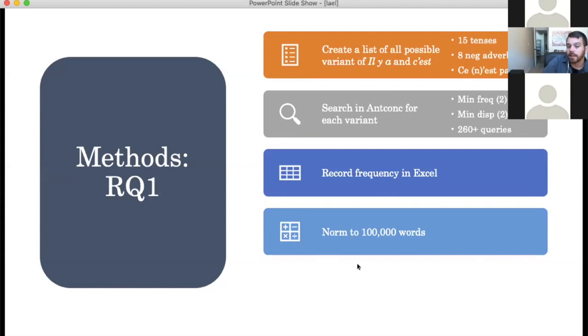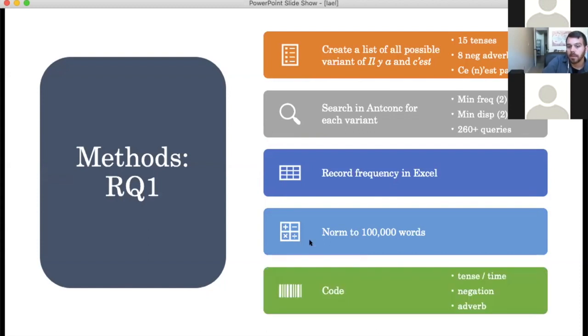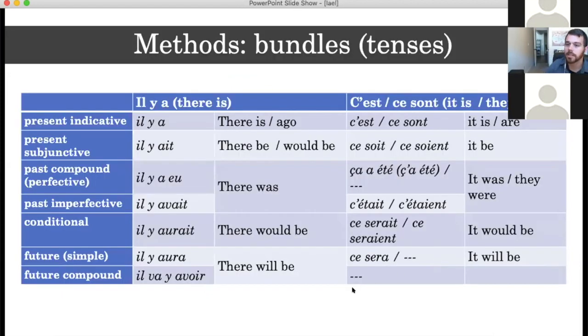Once it was in Excel, I normed to 100,000 words. And then I coded those based on the type, right? Because I've got a fixed number of tenses and a fixed number of adverbs of negation for tense and time negation, and then if there was an adverb, which adverb was used. Just to give you an idea of the morphological complexity available to these expressions in French, we can see 2 present tenses met the threshold requirements, 2 past tenses, conditional, and 2 future tenses met this as well.